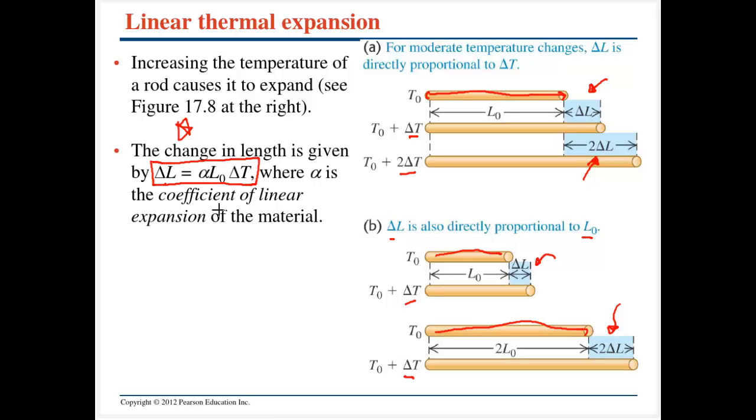It says that the change in length is going to be equal to this symbol alpha, which is the coefficient of linear expansion, multiplied by the original length of an object, multiplied by how much the temperature has changed from the original temperature. And this alpha right here is going to be material dependent. Some objects are going to expand more than others. It also applies that if you lower the temperature, it's going to cause an object to contract.